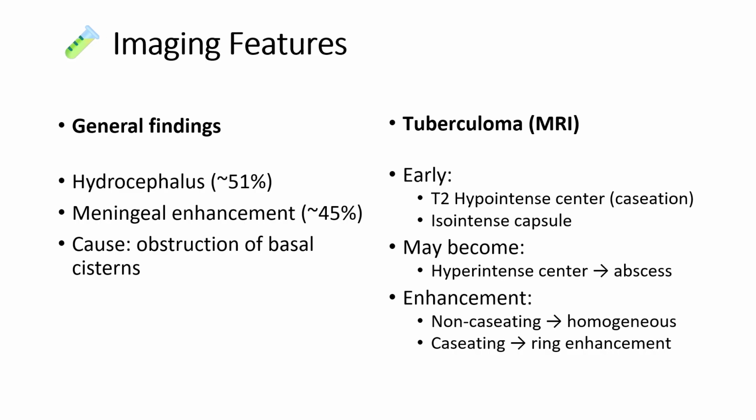Imaging features: general findings are hydrocephalus and meningeal enhancement due to obstruction of the basal cistern. In tuberculoma, in early phases, there is hypointensity in the center, suggestive of caseation, and an isointense capsule. Later, it may become a hyperintense center due to abscess formation. Non-caseating lesions will have homogeneous enhancement, whereas caseating ones will have ring enhancement.